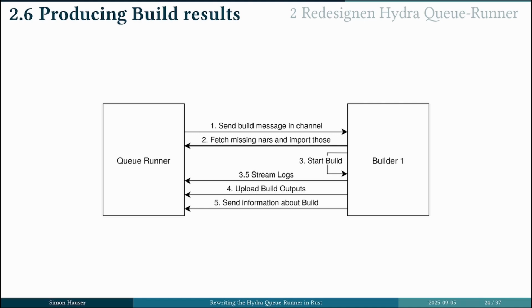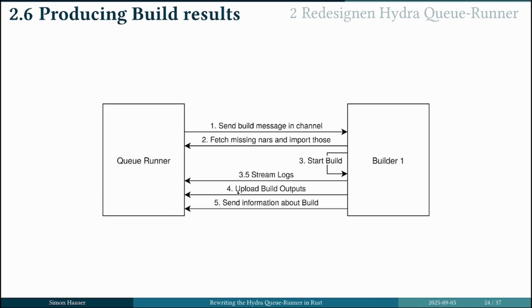Afterwards, the builder, it's a separate binary, and it acts independently. It fetches the NARs and imports those into the local store from the queue runner, but only missing NARs. So if you have a localhost builder, it does nothing in this part. Then it starts the build process, and at the same time streams the build output logs through the gRPC protocol to the queue runner, so the queue runner can store it on disk, and you can see the logs while it builds in the Hydra UI.